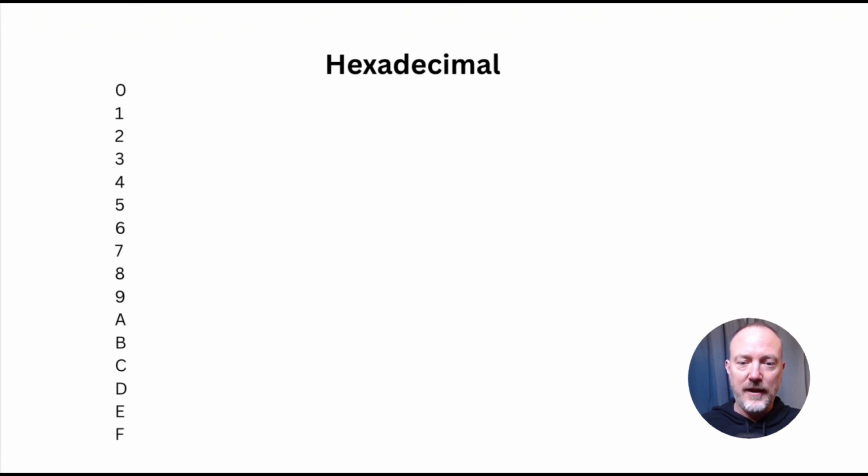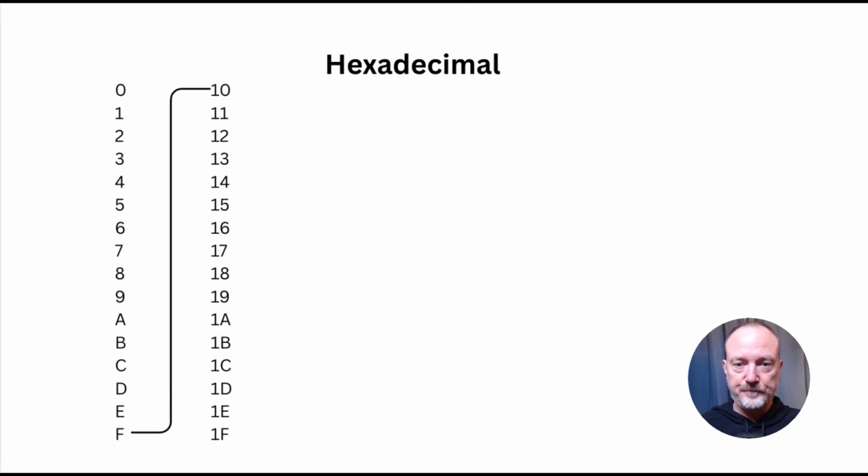Once we get to F, just like any other number system, that place falls back to the very beginning, which would be 0, and the position to the left increments by 1. So now we get 1, 0, then 1, 1, 1, 2. I want to be very careful here. This is not 10, 11, 12, 13. This is 1, 0, 1, 1, 1, 2, 1, 3.